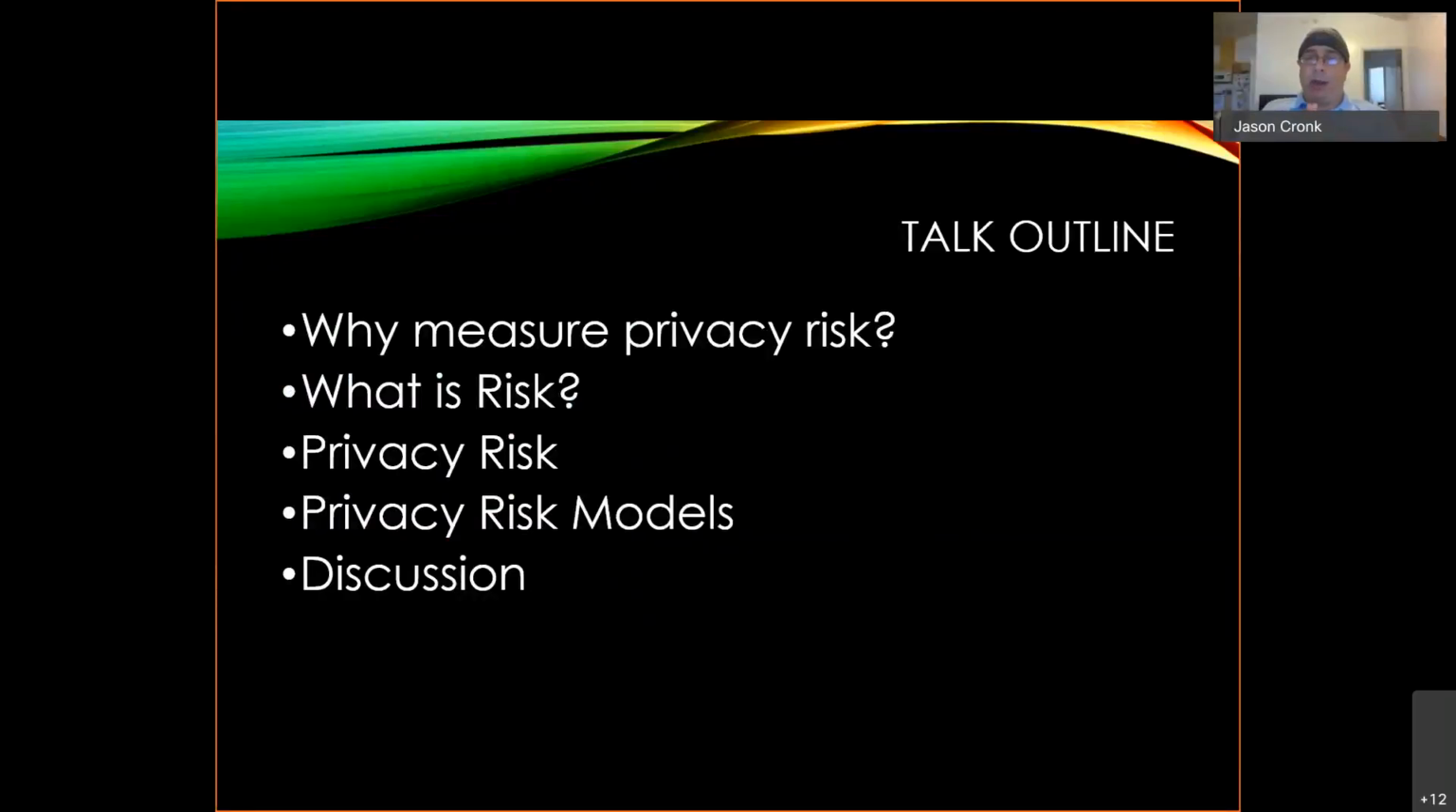We're going to talk about privacy risk today, and I've got four quick areas to talk about, and then we'll have opportunity for discussion.